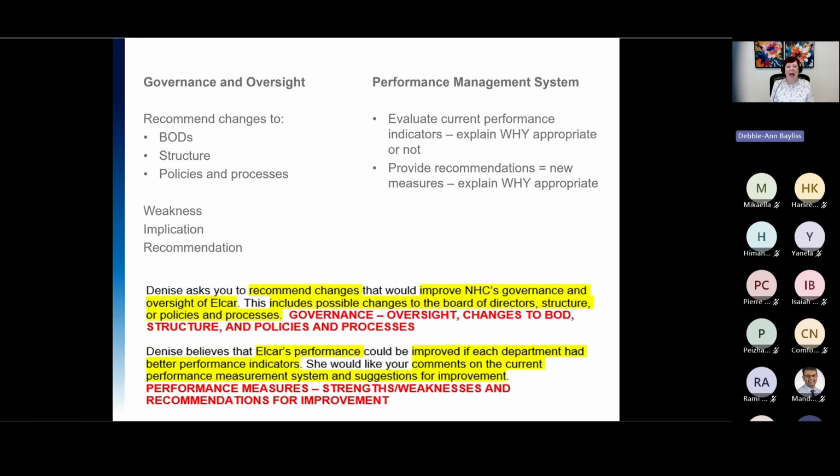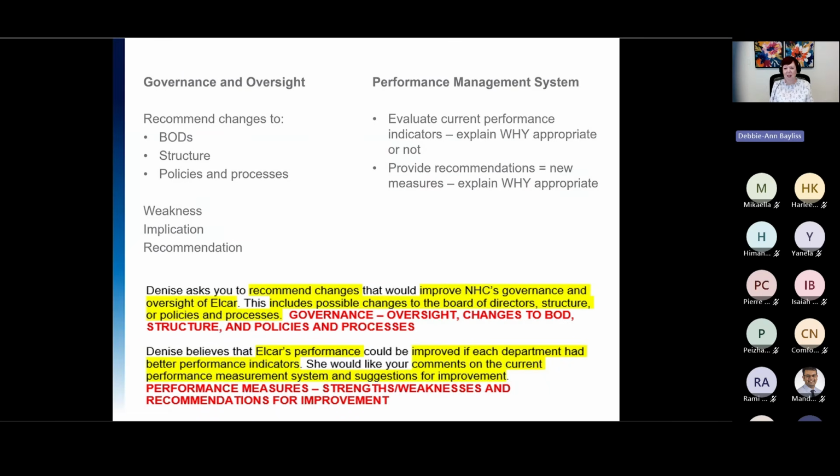Now, here are our last 2 requirements. When it comes to governance and oversight, they're asking us to recommend changes when it comes to the board of directors, the structure, and policies and procedures and processes. So again, an appropriate format to use when you're critiquing something is identify the weakness, state what the implication is, and provide an appropriate recommendation.